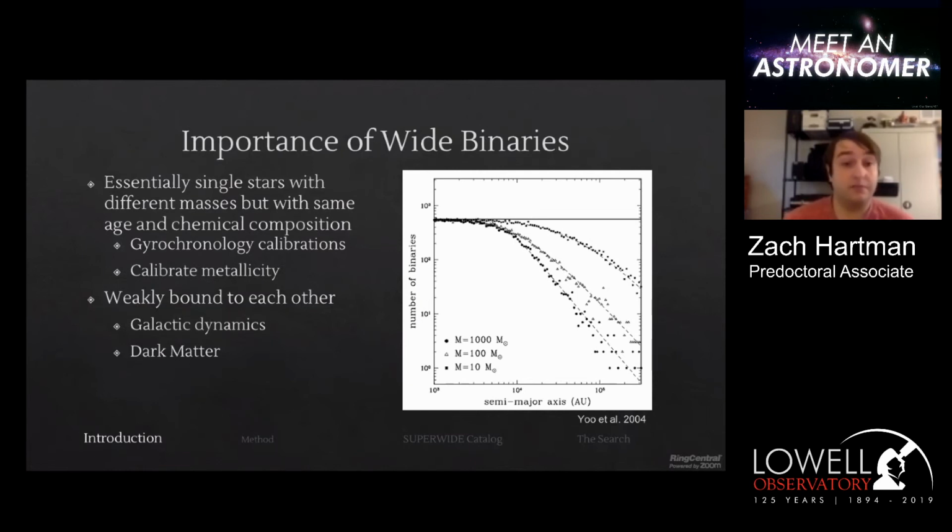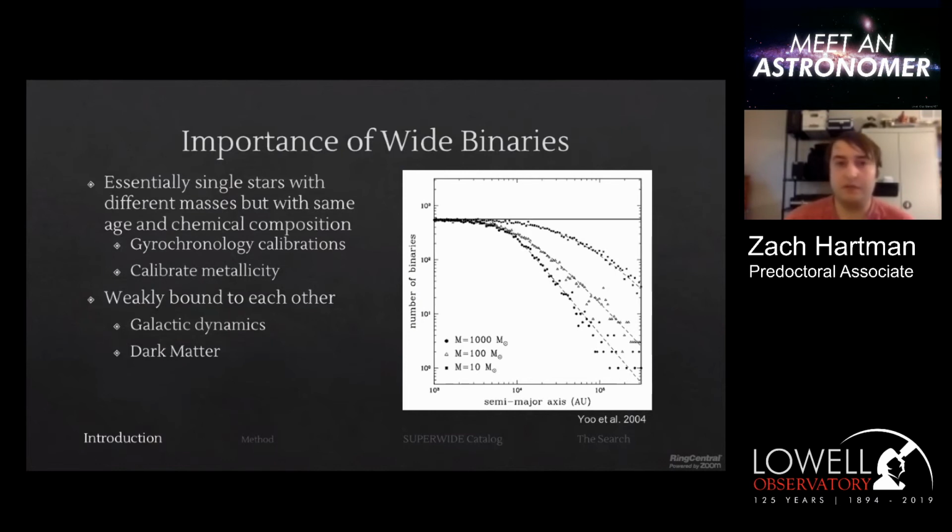The other reason these are important is because they are weakly bound to each other. So if these two stars happen to pass by another star, then it could rip the binary apart. If it passes by a giant molecular cloud or a black hole, these could also rip apart these wide binaries. So they're important to galactic dynamics and studying the galactic environments around the galaxy.